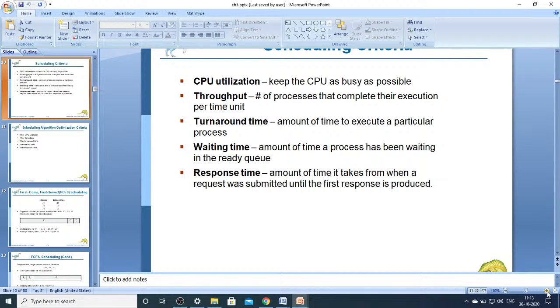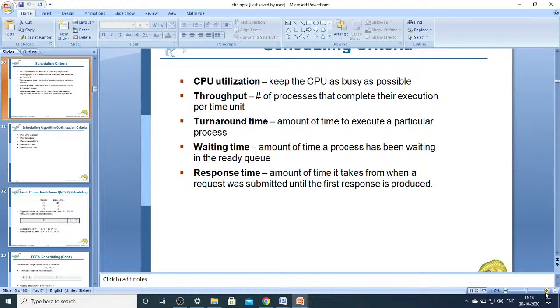So CPU utilization, which means keeping the CPU as busy as possible. And then throughput, it is the number of processes that are completed per unit time. And turnaround time, the amount of time to execute a particular process. Waiting time, the amount of time a process has been kept waiting in the ready queue. And response time, it is the amount of time it takes from the request being submitted until the first response is produced to the end user.